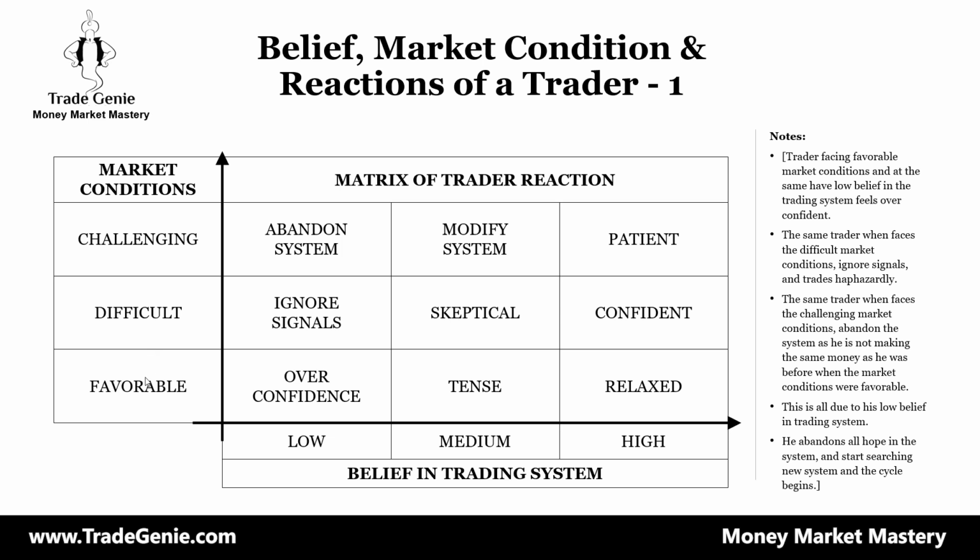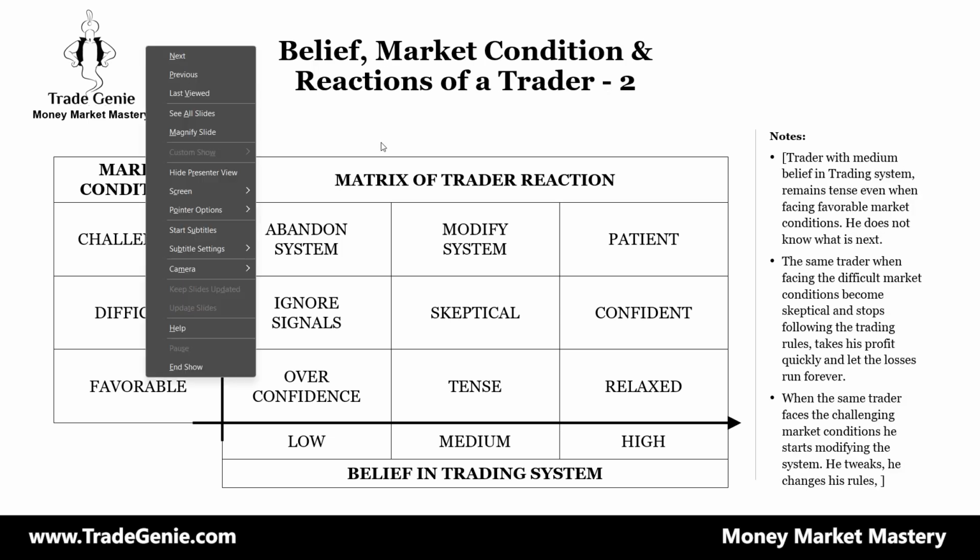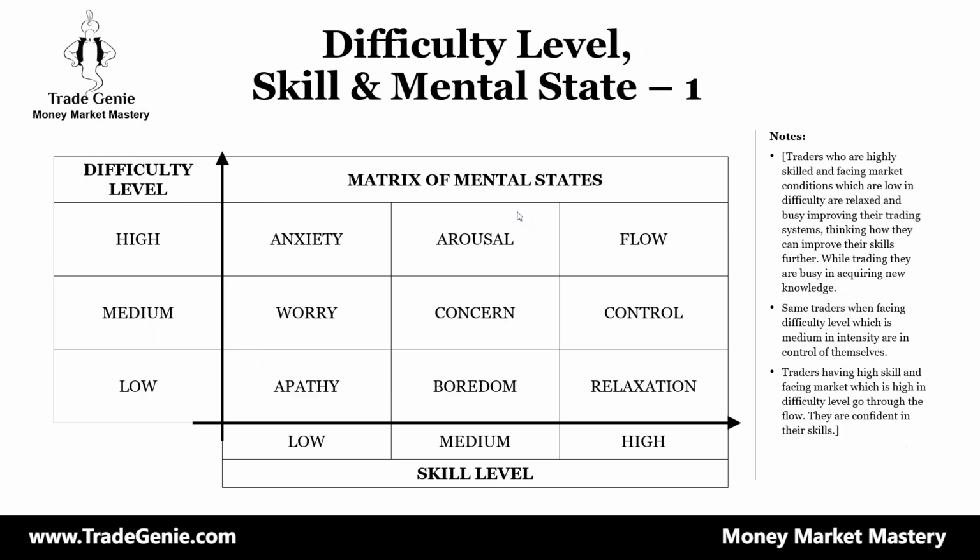So think about this. I explain all this in these three charts. Now, just a second. I have to explain this. In the same way, there are other mental states we adopt depending on what kind of market conditions we have and the skill level we have. So if the skill level is low and the market we are facing is difficult, we develop apathy. When a medium difficulty level turns into medium, we worry. We become a worried person.